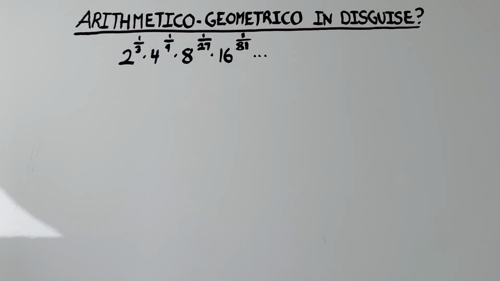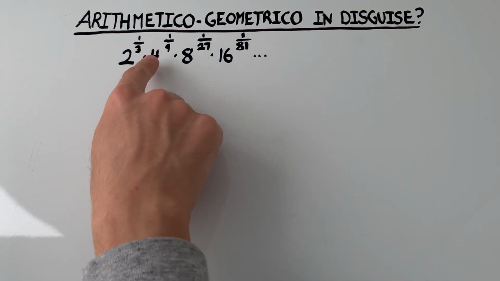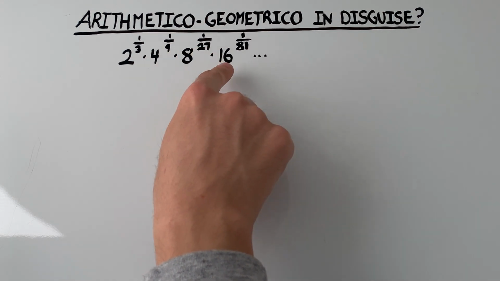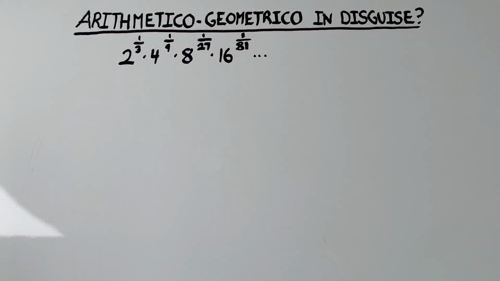So a good first step in a lot of these exponent problems is to rewrite everything with the same base. Now since we have a bunch of powers of 2, for example, 4 is 2 squared, 8 is 2 cubed, 16 is 2 to the 4th, I think it's a good idea to rewrite this problem with a base of 2.